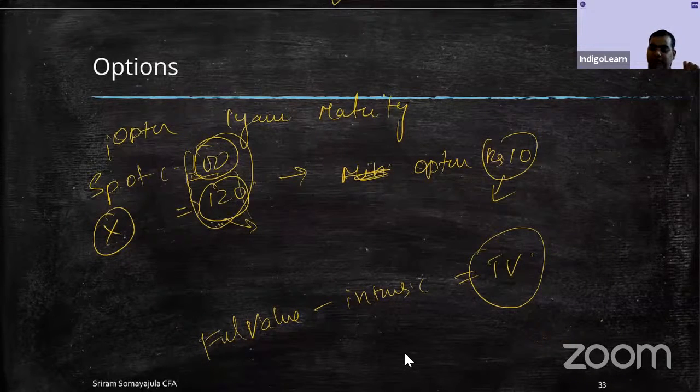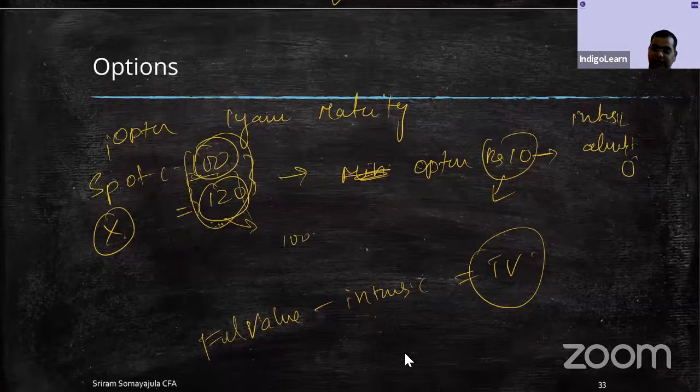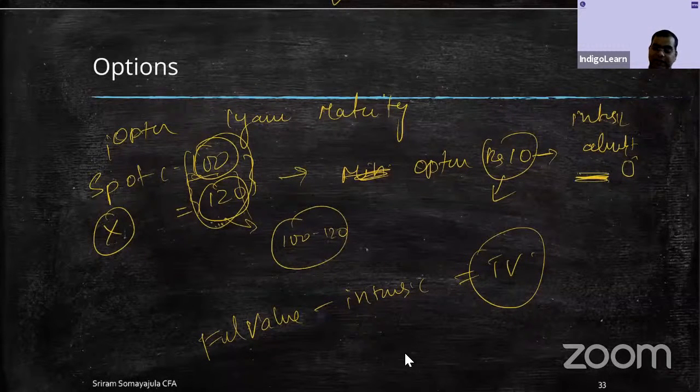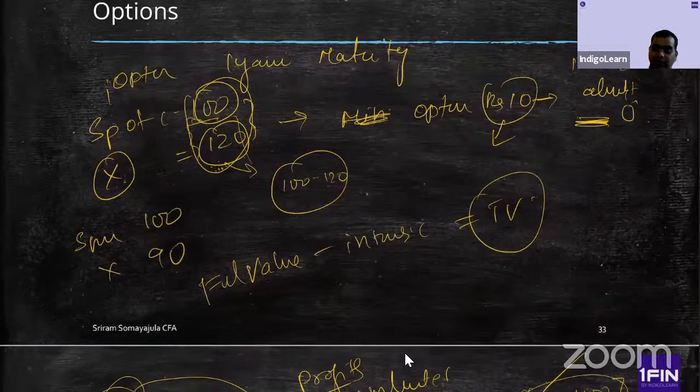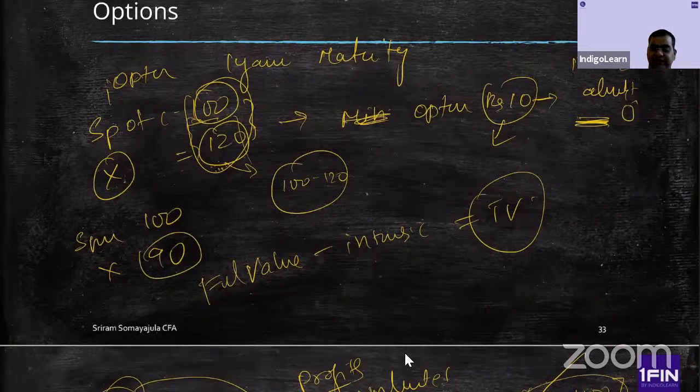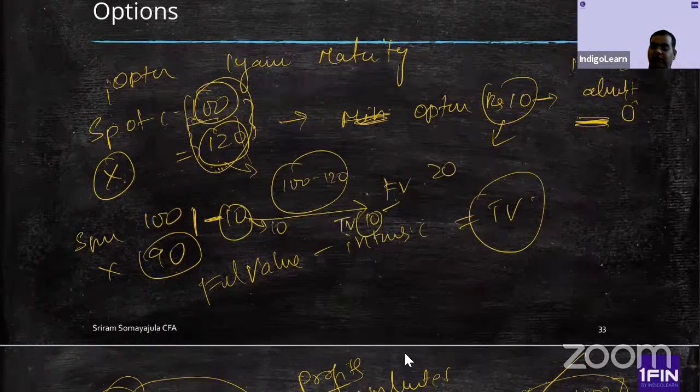So the price of this option, let us say, is 10 rupees. Here, intrinsic value is almost zero, because the difference between 100 and 120 is actually a negative number, so the intrinsic value does not exist here. But let us say in the money, that is, if the spot is 100 and the strike price is 90, and I want to buy it after 1 year at 90, today itself there is a value to the option of 10 rupees. So intrinsic value is 10 rupees. Let us say this option's full value is 20 rupees. Then intrinsic value is 10, time value is 10, full value is 20.